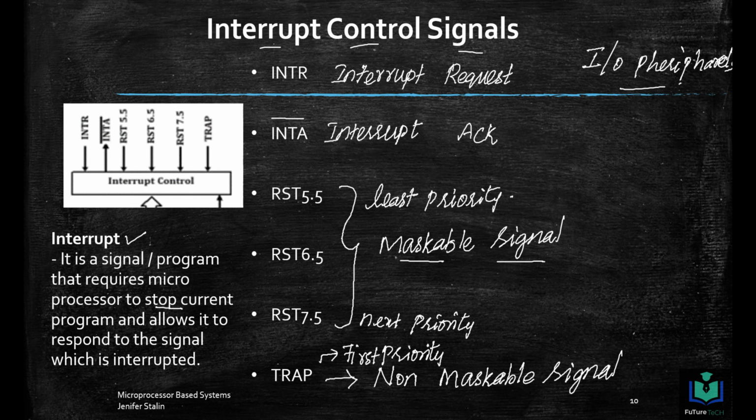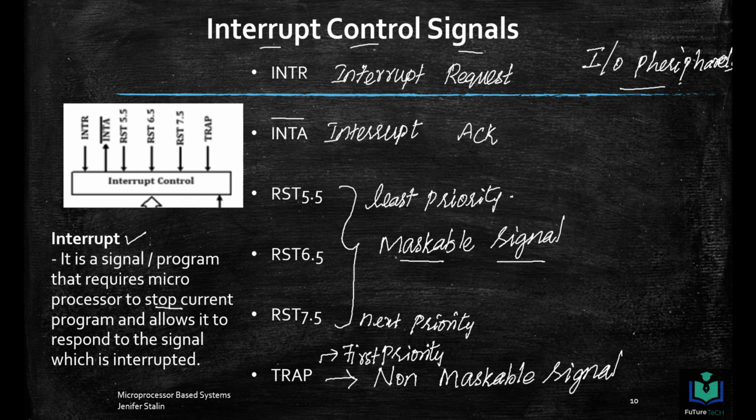As soon as the microprocessor receives the interrupt request signal, it stops executing the main program. It stores the address in the program counter or stack pointer, and then it looks for the signal which is interrupting it. Before it looks for the signal, it sends the interrupt acknowledgement signal back to the interrupt control. Now the IO signal can be connected to any one of the RST signals.